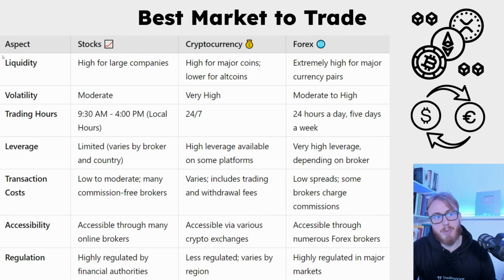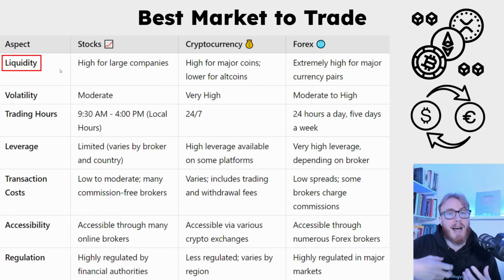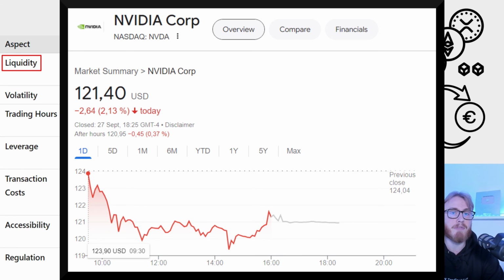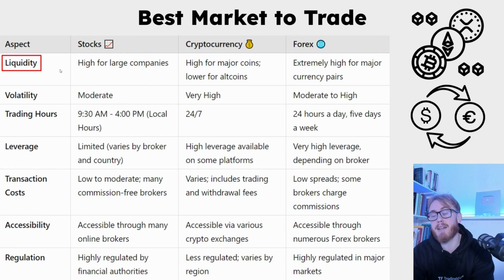The first aspect we're going to take a look at is something called liquidity. And in simple terms, liquidity is basically how easy it is to trade something or how easy it is to buy and sell something. So for example, if we take a look at a large stock like Apple or Nvidia, that is a stock with very high liquidity because there will always be buyers and sellers ready. So if you have Nvidia stocks, you can sell it in 1 second to a buyer.